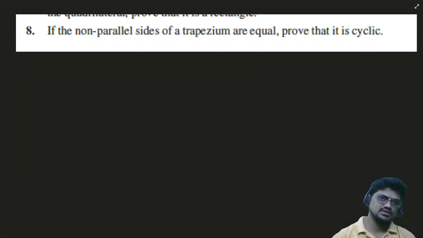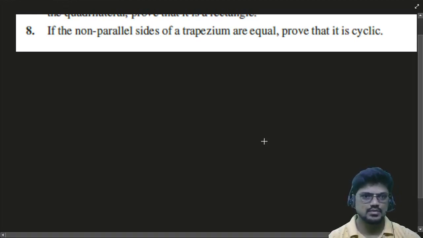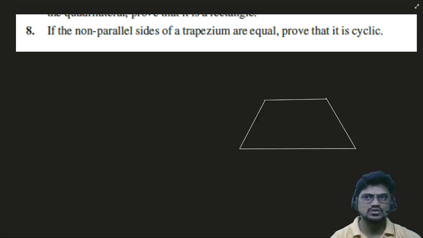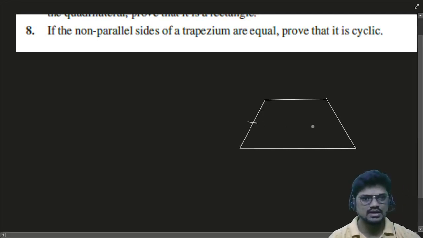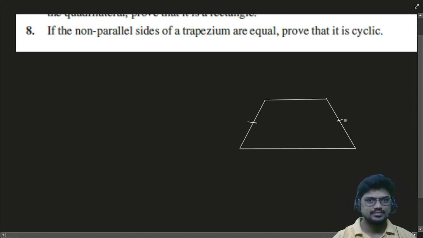See what they have given in this. If the non-parallel sides of a trapezium are equal, we know what a trapezium is. How does it look? There are two parallel sides in the trapezium and there are two non-parallel sides. They have given that the non-parallel sides are equal. That means it's an isosceles trapezium. We also say it as an isosceles trapezium. This side is equal to this side. They have already given that the non-parallel sides are equal.